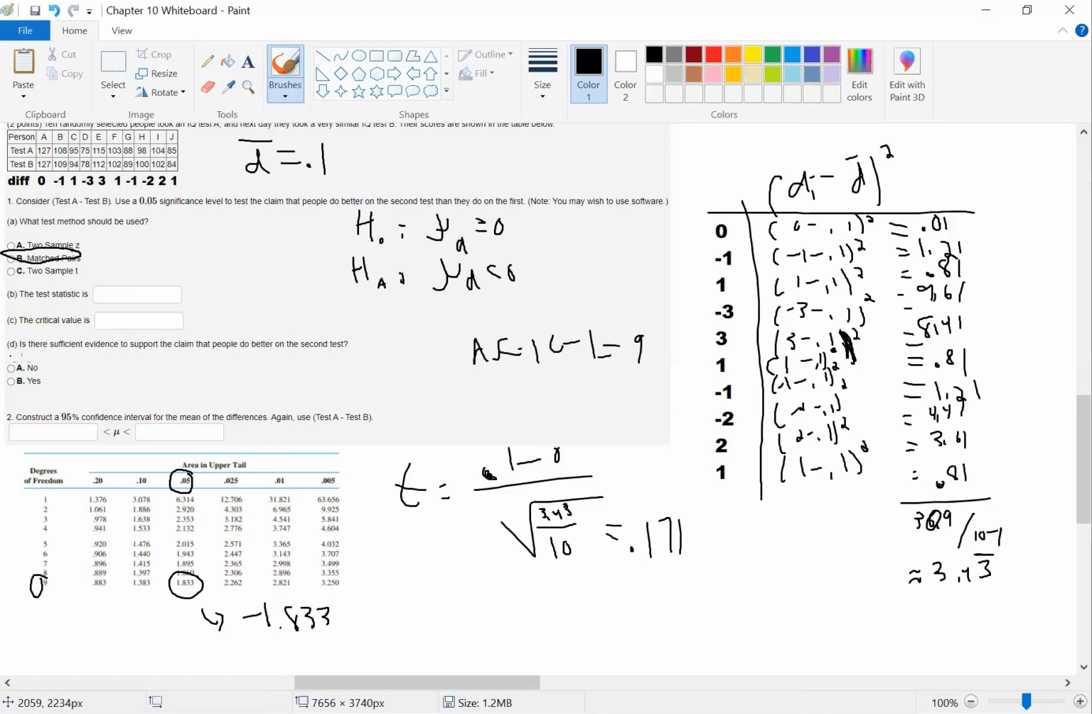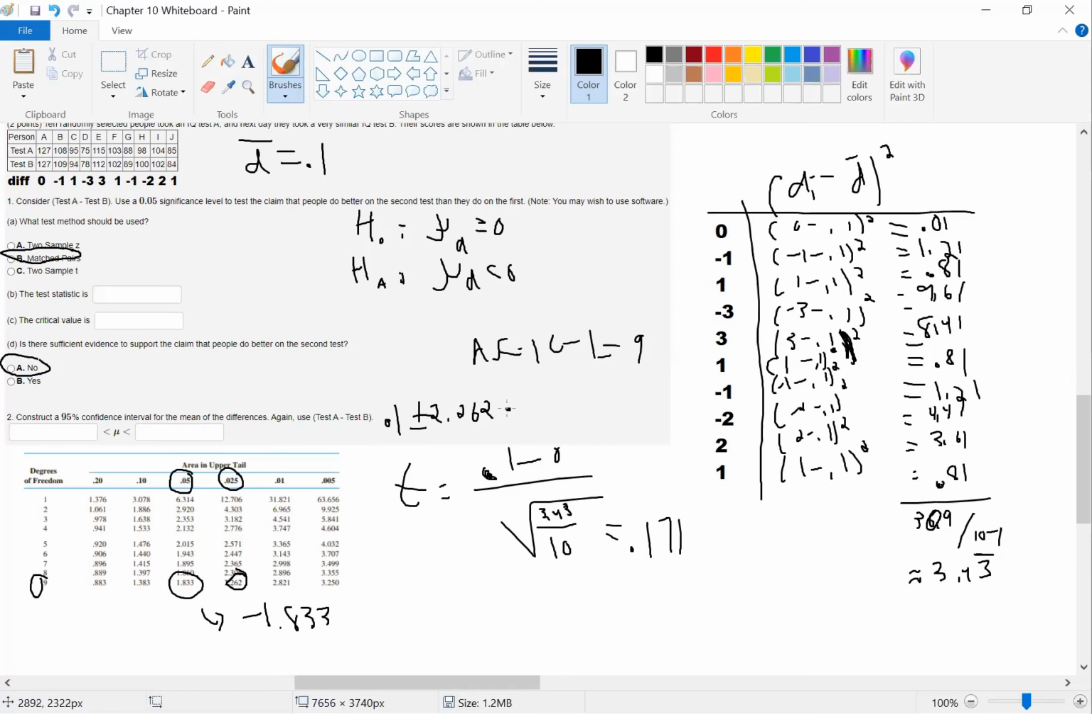And very clearly, we don't have to write anything out. That's just very obviously not going to reject. Now our 95% interval, 0.1 plus or minus our t of alpha over 2. We have to divide the 0.05 by 2. So now we have 0.025.